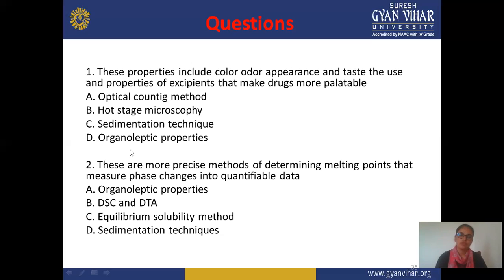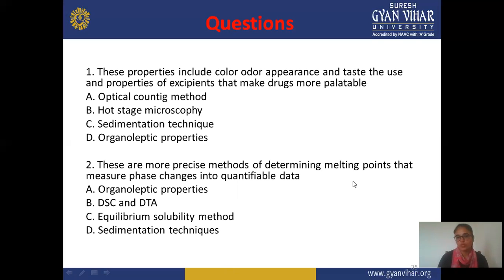In the next, second question, which is the more precise method for determining melting point, that measures phase change and gives quantitative data. Means in this you check which answer is correct according to melting point, or when you check the melting point of your formulation. In this, A option is organoleptic properties, B is DSC and DTA, C option is equilibrium solubility method, and D option is the sedimentation technique. These are the four options for the determination of liquid dosage form.